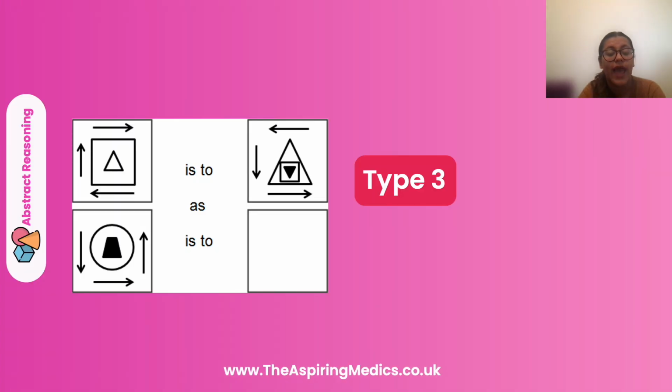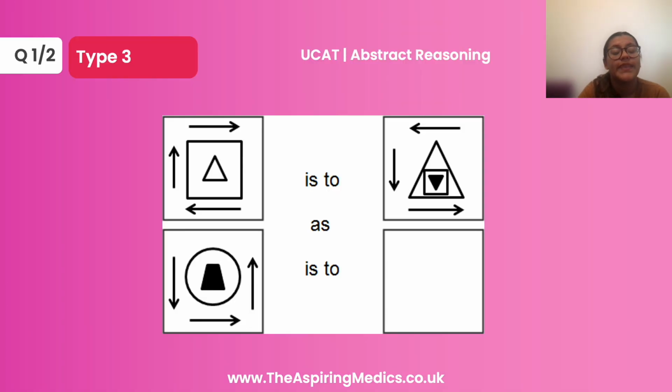Next, let's look at type 3 questions where you have one box is to this, as is the third box to one of the answer choices. It's a bit hard to explain, but once we do some practice questions, it will definitely make more sense. So this is a sample question. Again, pause the video if you need to and try to figure out the pattern on your own, and then we can go through the answer choices.